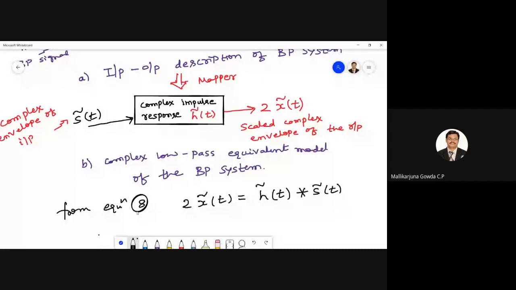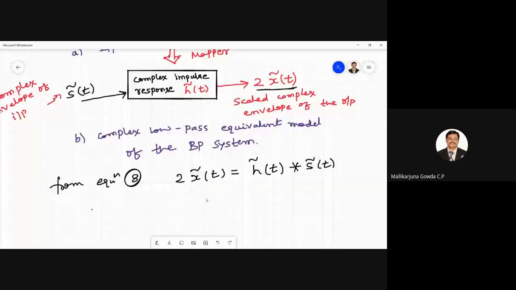Rather than saying from equation 8, let me say from this diagram. I can write 2 into X tilde of t as the convolution of the complex impulse response of this bandpass system and the complex envelope of the input signal S tilde of t. Is this fine? Shall I move upward? Hope people have copied.